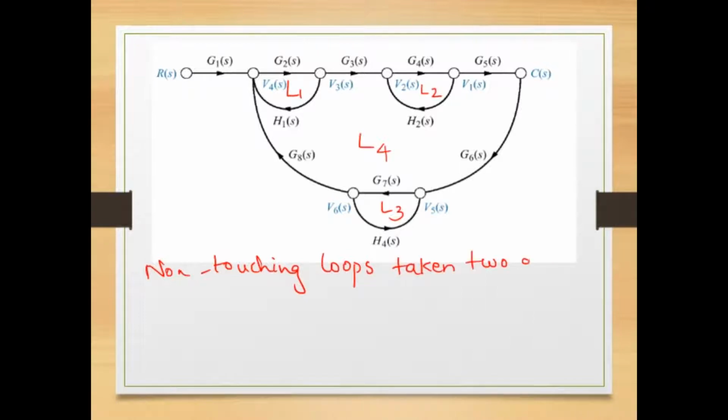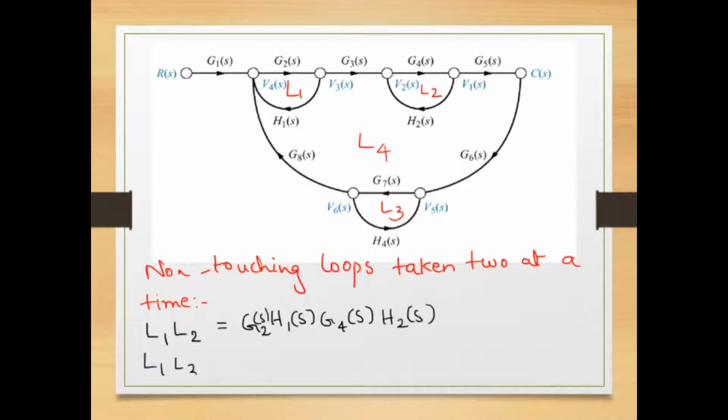Non-touching loops taken 2 at a time, we have the combination as L1 and L2. If we take L1, L2, what is the gain? L1, L2 is G2 of S into H1 of S into G4 of S into H2 of S.